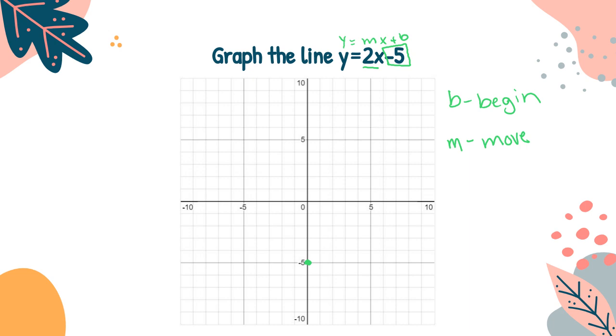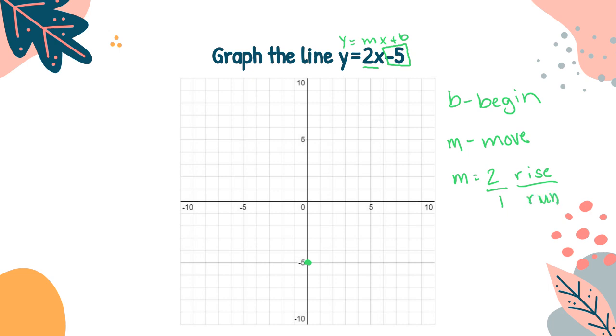So my slope here is 2. And remember that I can write that as a fraction. So if my slope equals 2, that's the same thing as 2 over 1, right? Because 2 divided by 1 is still 2. So anytime you have a whole number, just put that over 1. And remember, our slope is rise over run.